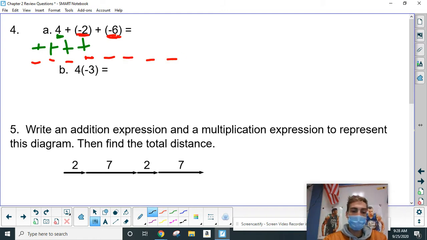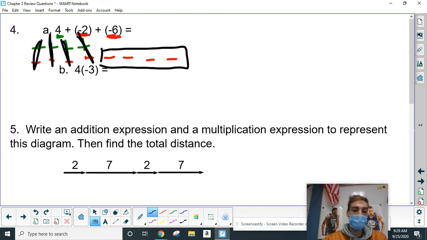All right, so now let's look at what cancels out. Well, these 4 positive and negative chips would cancel out, but then I still have 4 negative chips left over, and so my final answer would be -4. And then we see part B here. It says 4 times -3.